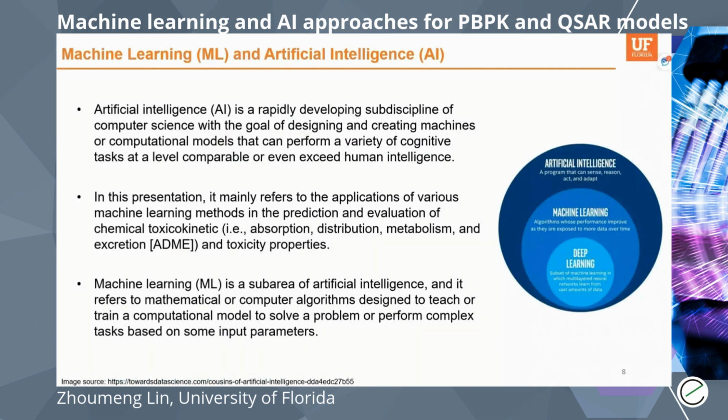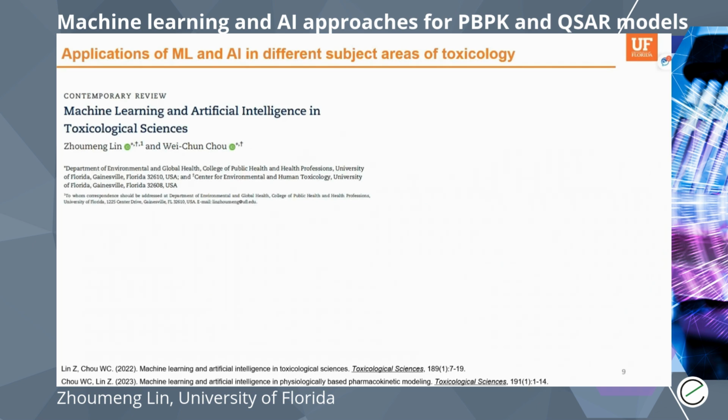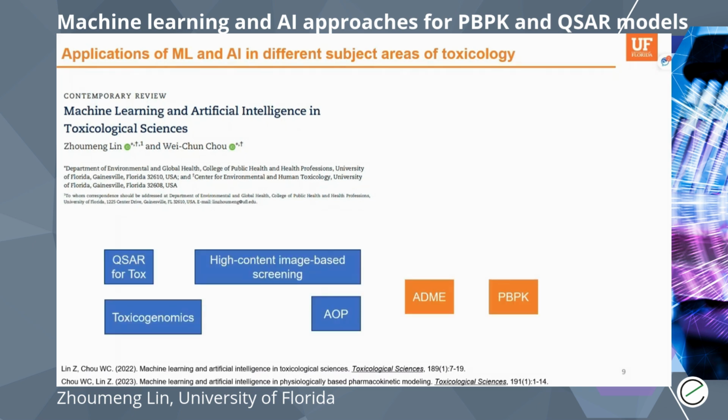There's no need to define AI because it has been defined in many excellent previous presentations in this workshop. We started to incorporate machine learning methods into our models a few years ago. The first step is to conduct a comprehensive literature review. We found that machine learning and AI methods are being applied in different subject areas of toxicology, including to predict toxicity, to integrate with toxicogenomic data, to identify potential mechanisms of toxicity, and also to predict ADME properties, even to develop a PBPK model.